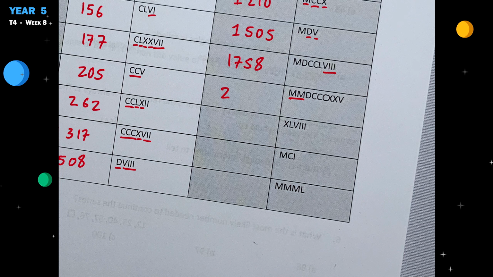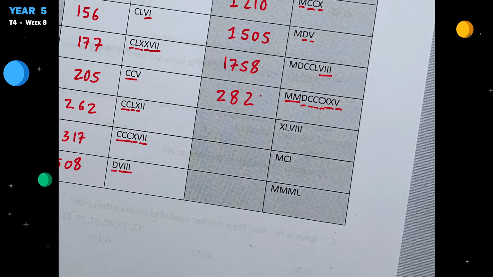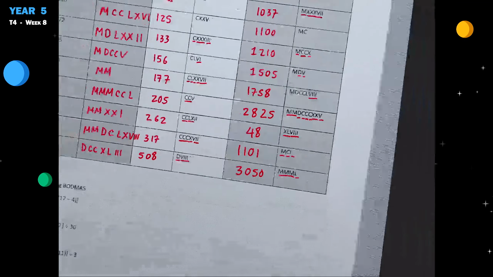This is 500, 600, 700, 800, and 25. This is X before L, which is 40. 48. 1,101. 1,101. 3,000 and L, which is 50. You're done. There you go.